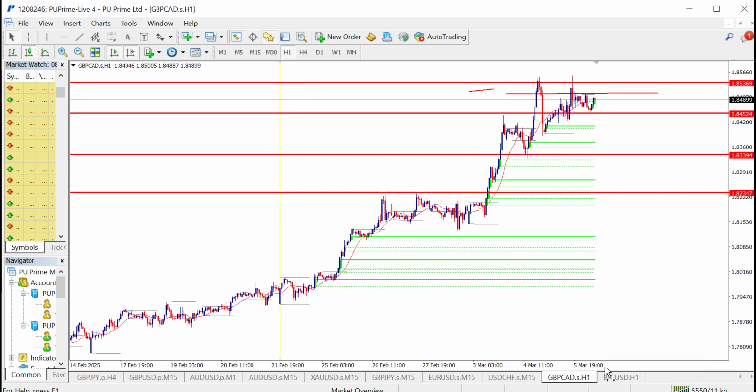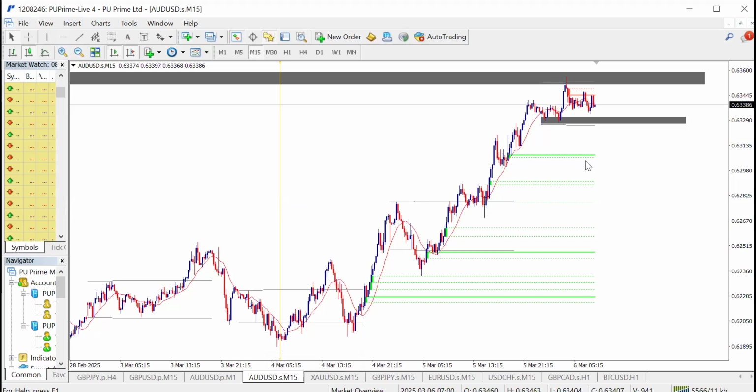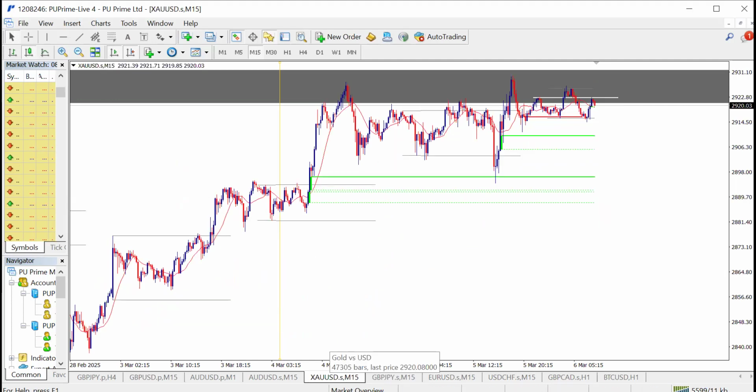GCAD, I'm using a sell stop order. Bitcoin, I'm going to buy after a retracement. AUD, like I said, I would love to see a break below this low, 0.63290, before I enter into the market. GBP JPY also, we have a break. Just need to have a retracement before selling GBP JPY. Okay, so that is that this morning. Maybe we can take a short sell on gold and target 2914.